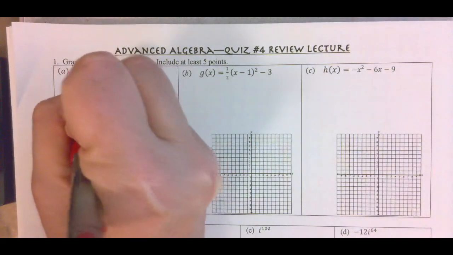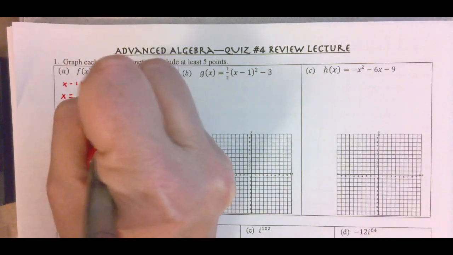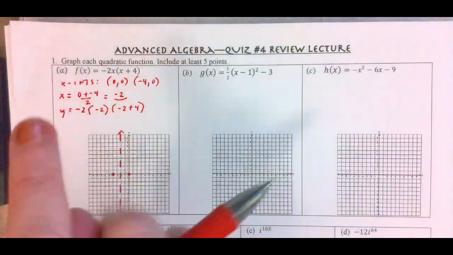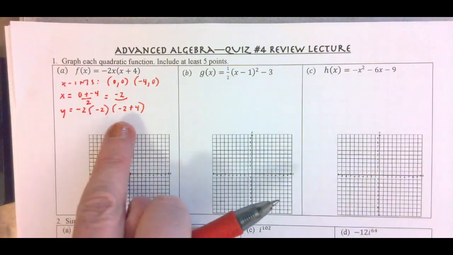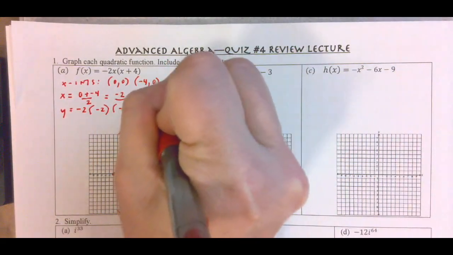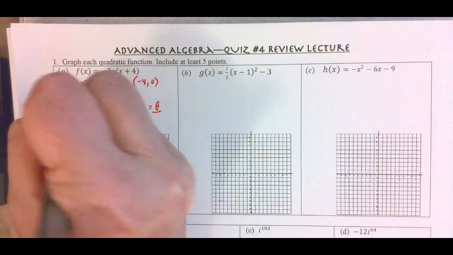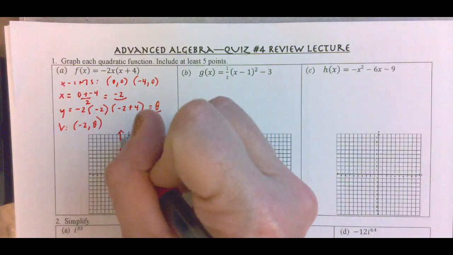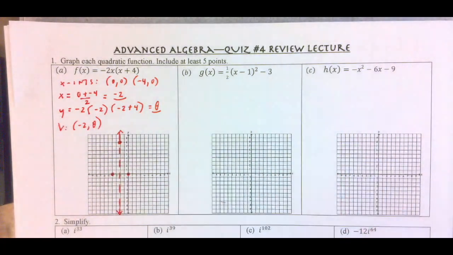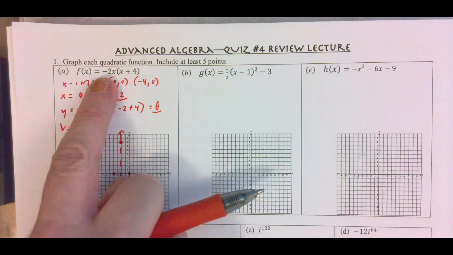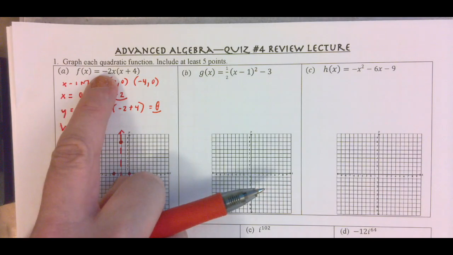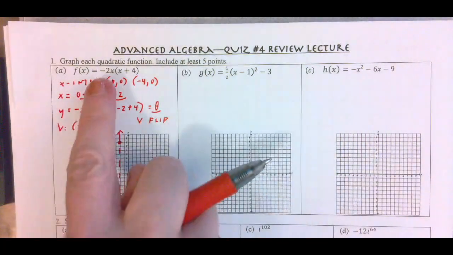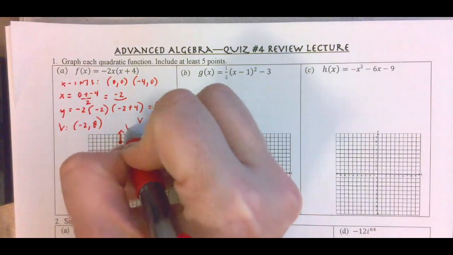So y equals -2 times -2 times -2 plus 4. So -2 times -2 times +2 gets me 8. So my vertex ends up being at -2, 8. So right here. And I can see that out in front, there's a -2. So the negative tells me vertical flip. And the 2 tells me vertical stretch by a factor of 2.